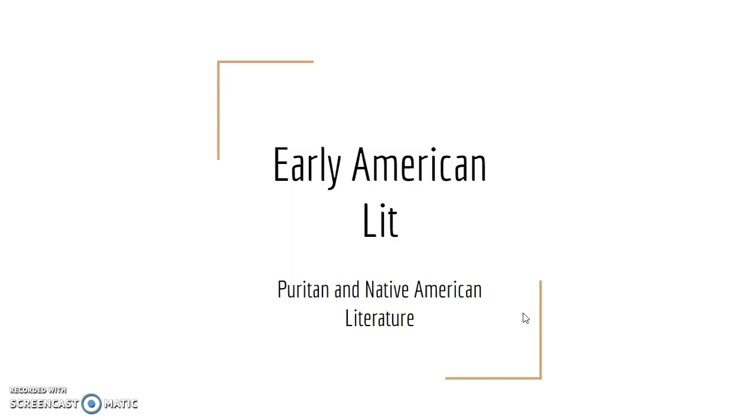So the first really academic content we're going to be talking about in this class is early American literature. That goes along with Puritan and Native American literature. We are going to start with Puritan literature and then gradually make our way to Native American literature. We're going to read different examples from both, and then we're probably going to do a little bit of comparing and contrasting of Puritan and Native American literature at the end of the unit. So let's get started.